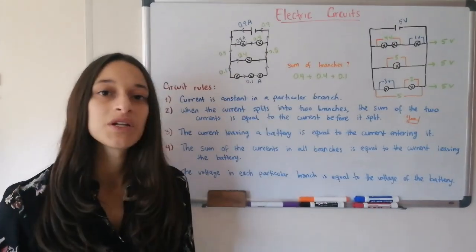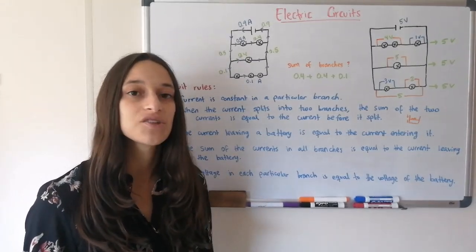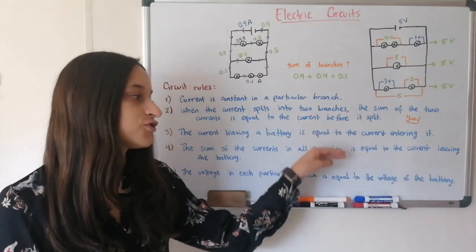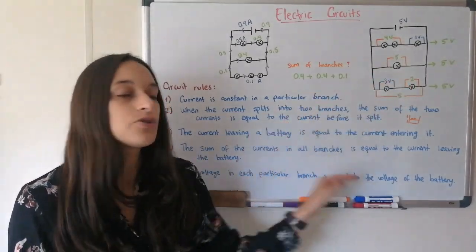So that's it. Basically, I'm going to give you examples of circuits, and I'm going to ask you to figure out the current using the first 4 rules and the voltages using the last rule.